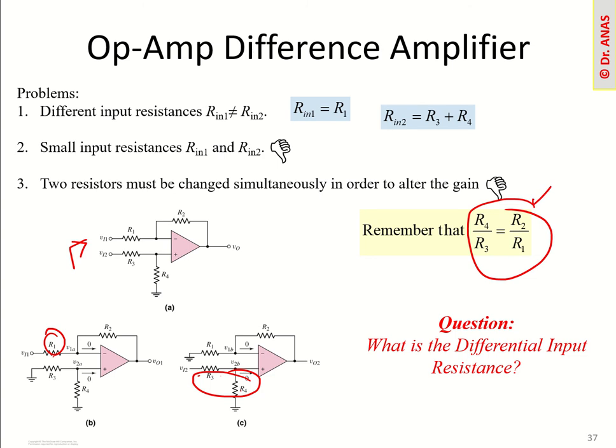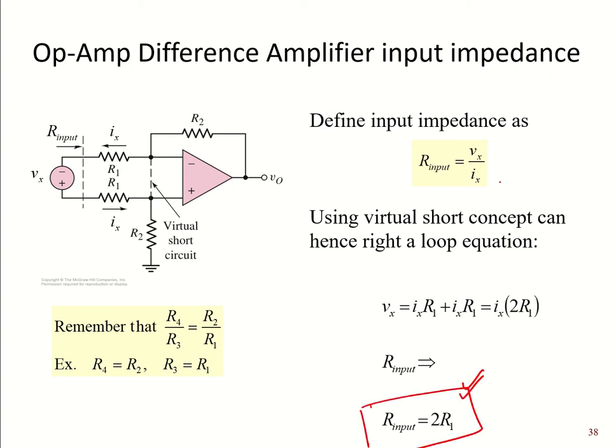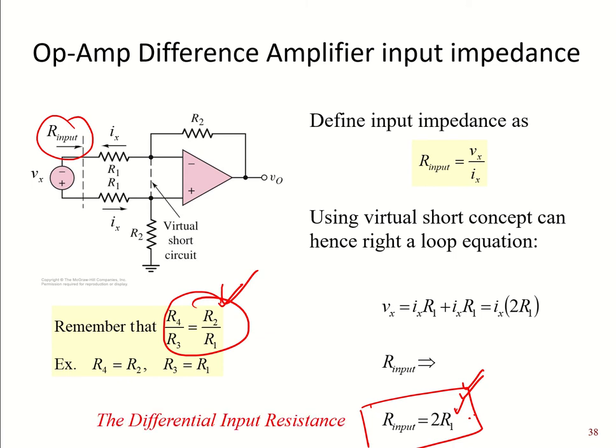But one very important thing is: what will be the differential input resistance? This is the input resistance for only this circuit, and this is the input resistance for only this circuit. So what will be the differential input resistance for both cases? It can be derived using this formula, and the final result is this one. I will explain how we can derive this in the live session. The differential input impedance is equal to 2 times R1, by applying this relationship. This is called the differential input resistance.